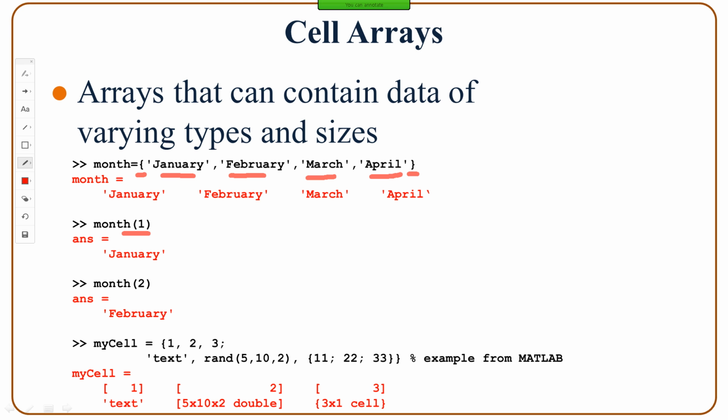A cell array can contain different types of data. So in this example, this is a 2 by 3 cell array. The first row contains integer, or just say number.